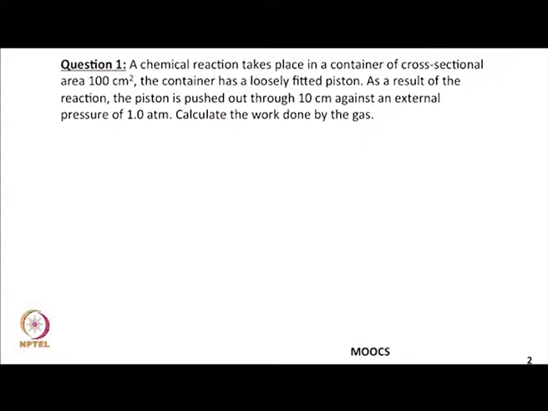Let us consider question number 1, which is: a chemical reaction takes place in a container of cross sectional area 100 centimeter square. The container has a loosely fitted piston. As a result of the reaction, the piston is pushed out through 10 centimeter against an external pressure of 1 atmosphere. Calculate the work done by the gas.